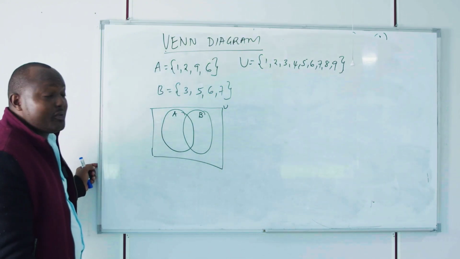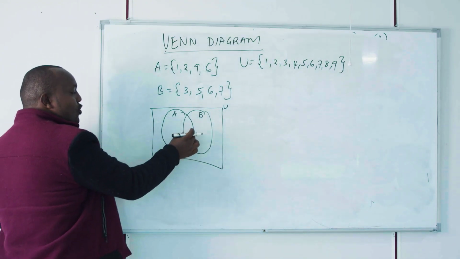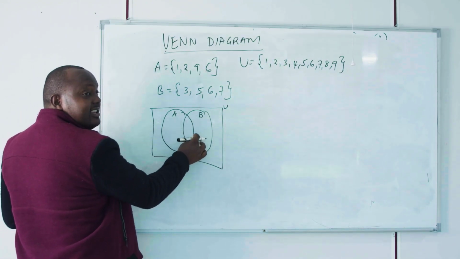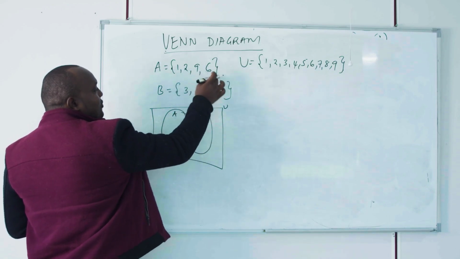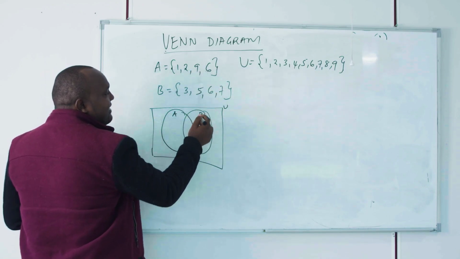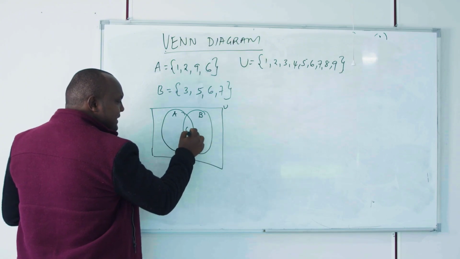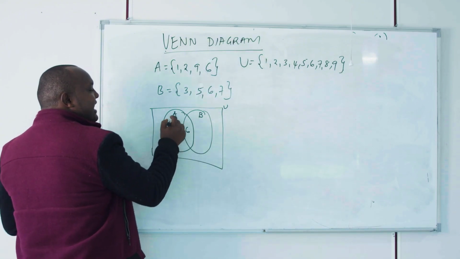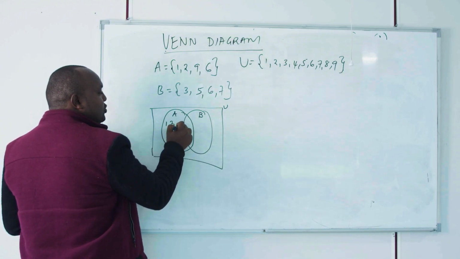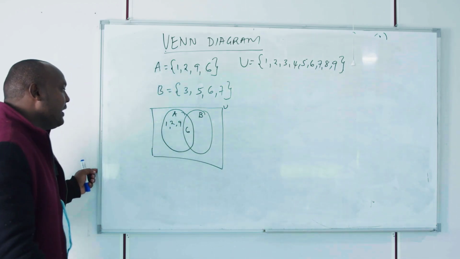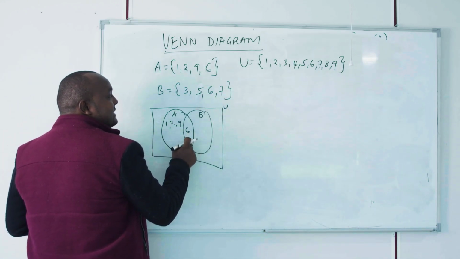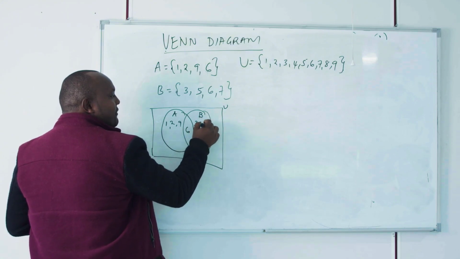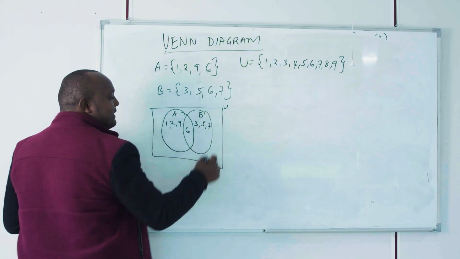I said when we are drawing a Venn diagram, it is good to first name the elements which are in the intersection. In this case, which elements are in this one and in this one? I think it's only 1 and 6. So the other elements in A are 1, 2, and 9. The other elements in B, apart from the intersecting ones, are 3, 5, and 7.